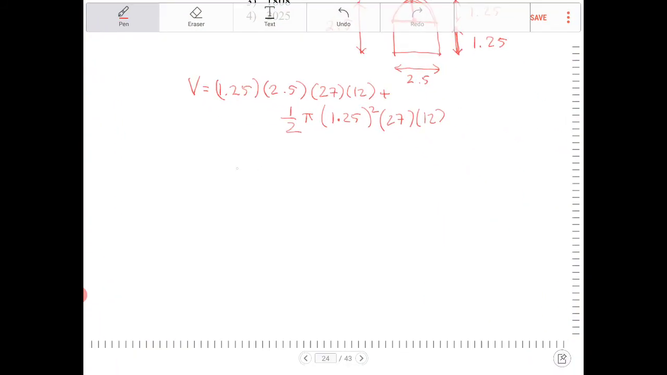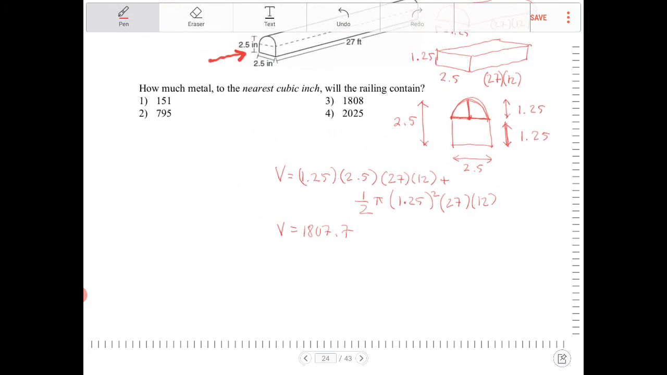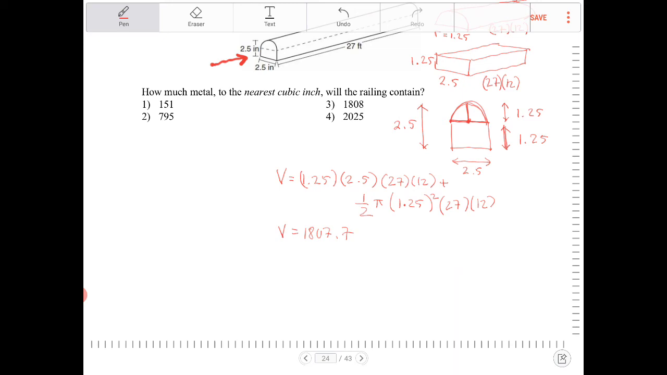So the total volume then is 1807.7. The question says to round to the nearest cubic inch. That would give me approximately 1808 inches cubed. And that would be option 3.